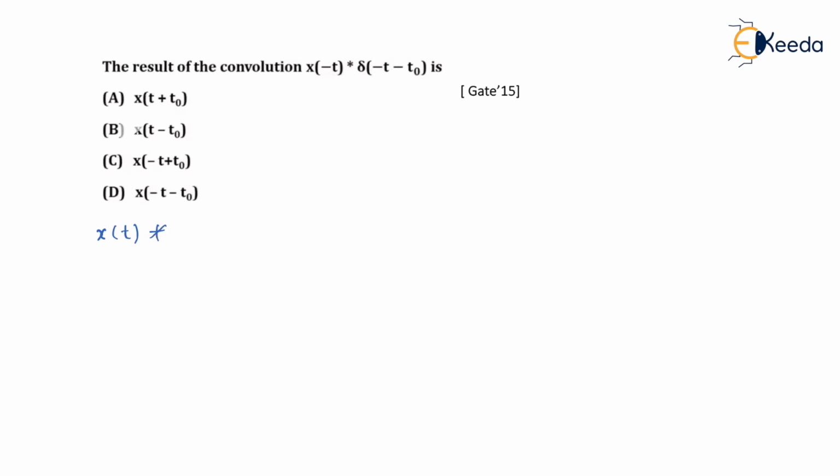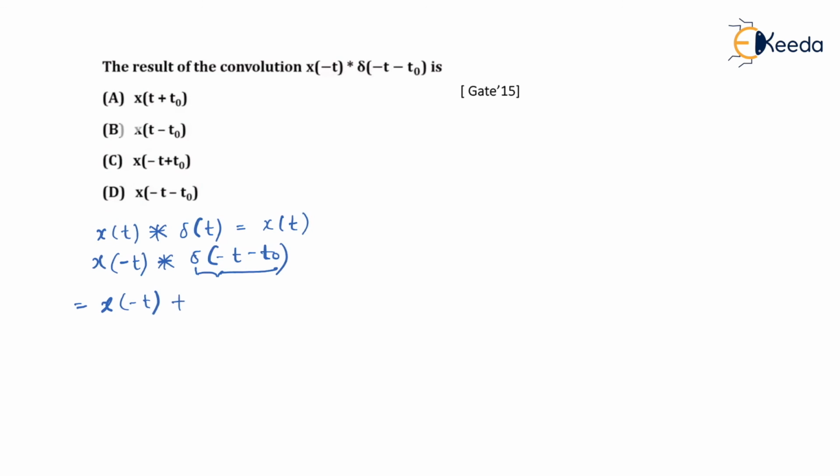So we'll use a basic property. When x of t gets convolved with del of t, output is what? Of course it is x of t itself, am I right? So let's say x of minus t gets convolved with del of minus t naught. Now we need to simplify this function first.